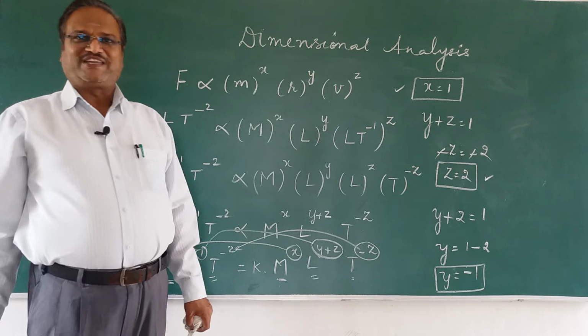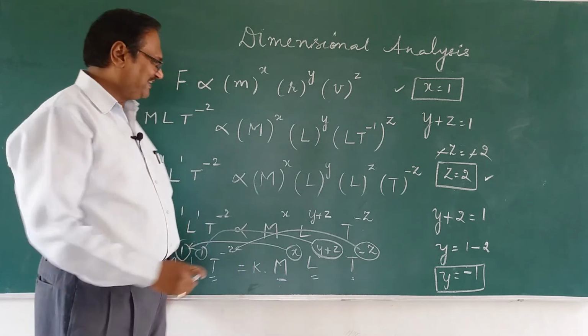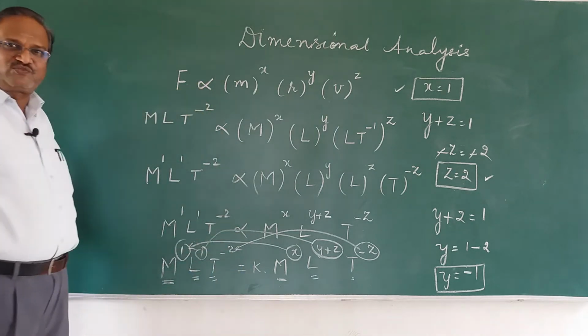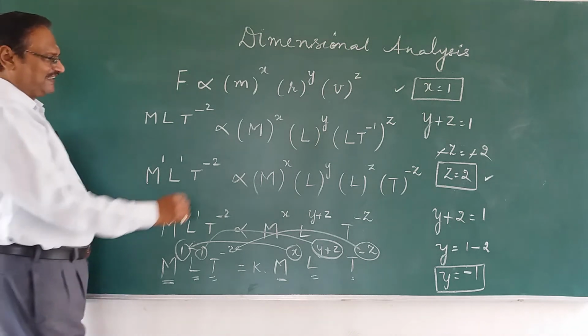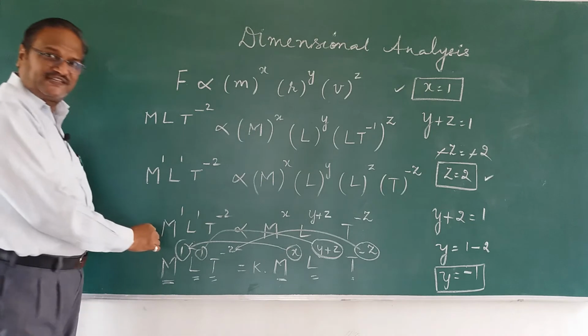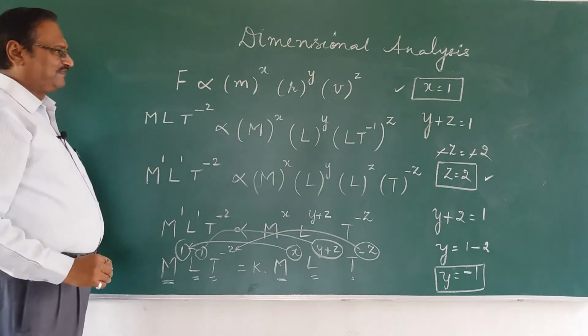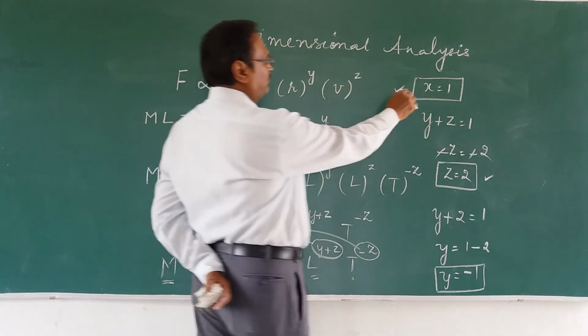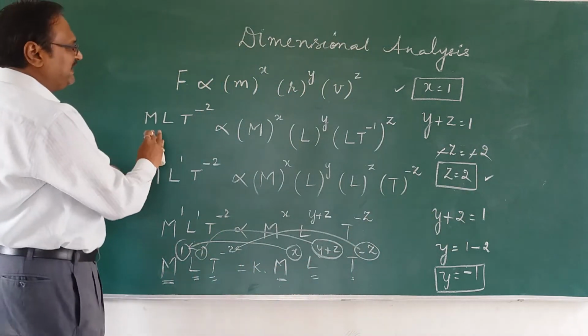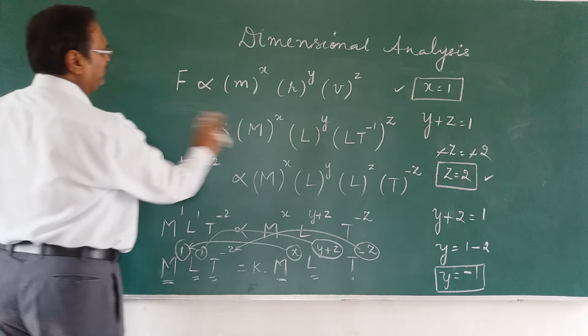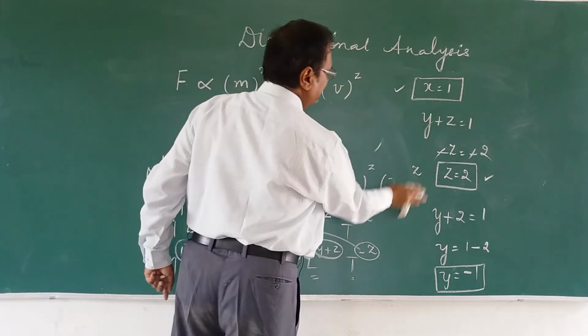You understand what I am saying? I calculated: I first put the dimensional formula for the physical quantity. After that, I compared the powers of M, L and T, and then I got the values of x, y and z. Now I can easily erase everything because our purpose is over.